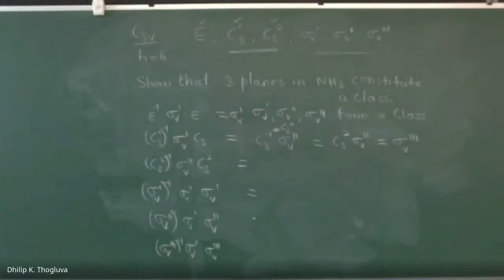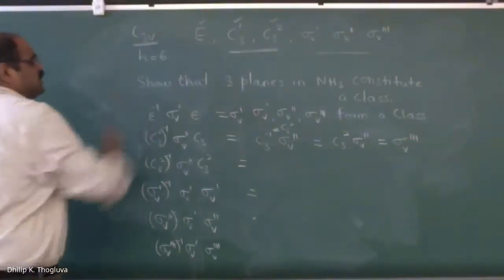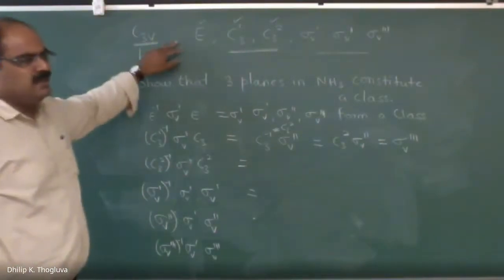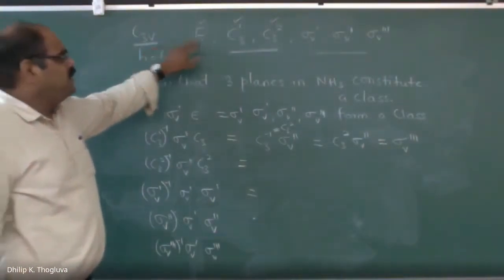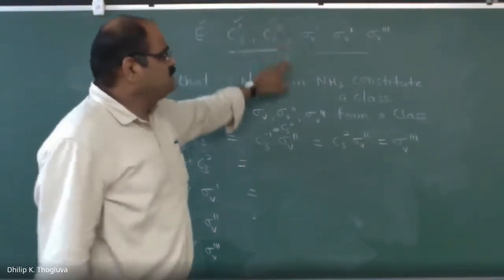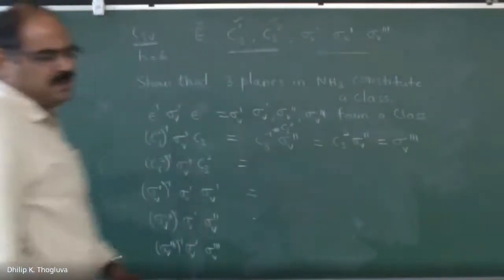Okay, so in C3V there are three classes. E is a class by itself, and then C3 is this is one class, this is another class. So there are three classes in C3.